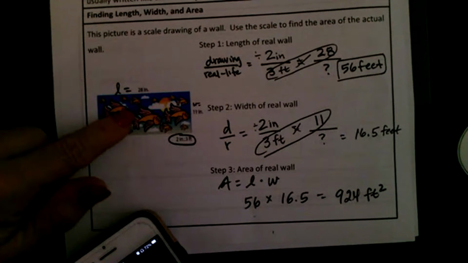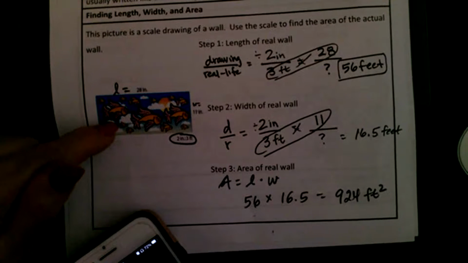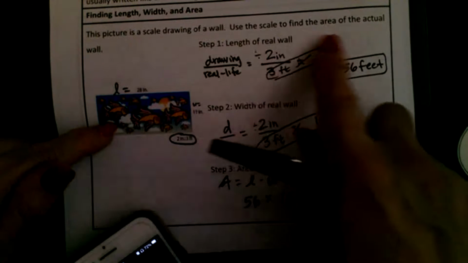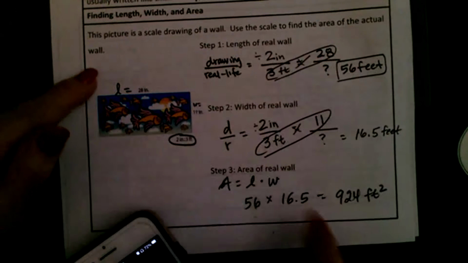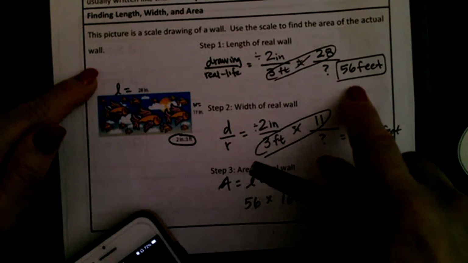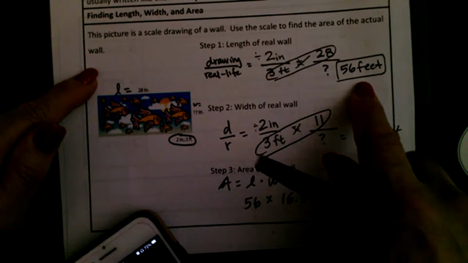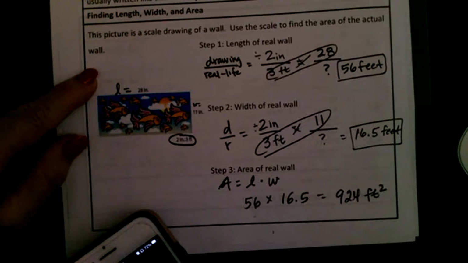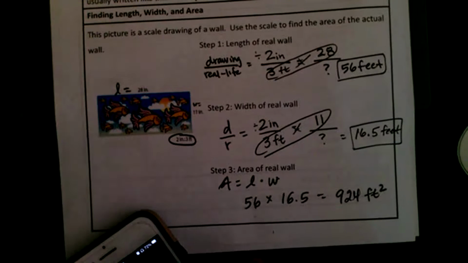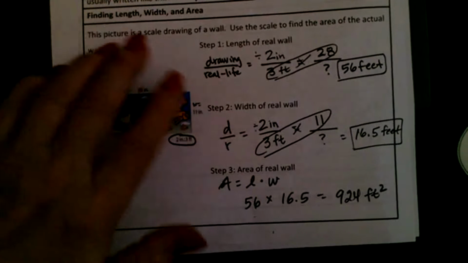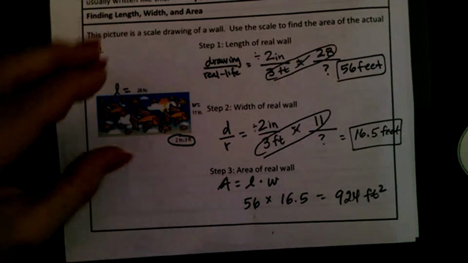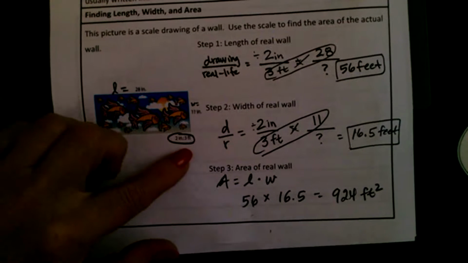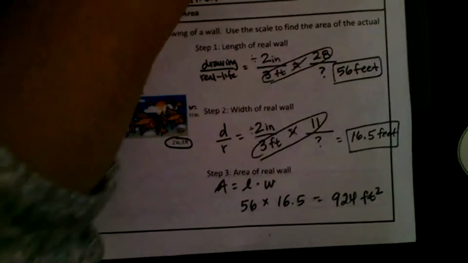This is a scale drawing of a mural on a real wall. And the question was, what is the area of the actual wall? So to find that, we find the length of the real wall, the width of the real wall, and then we do length times width, and that gives us the area. All right, so we're figuring out how to find length, width, and area when we have a scale drawing and we know the scale. On the next page, we're going to actually find the scale.